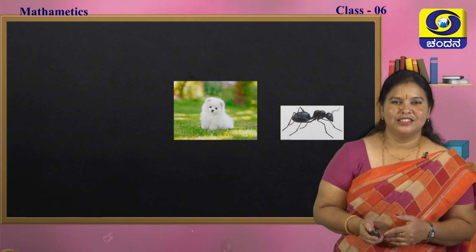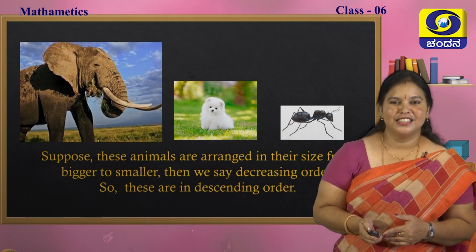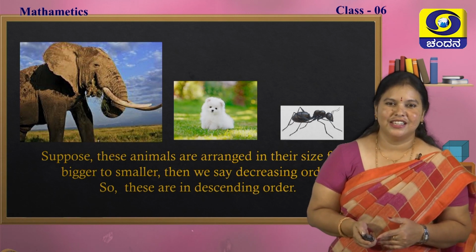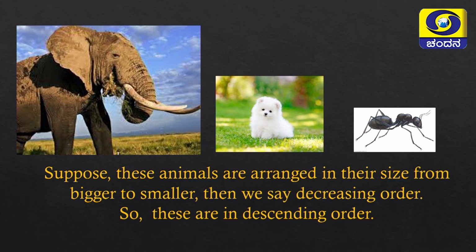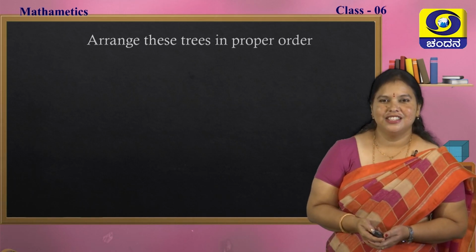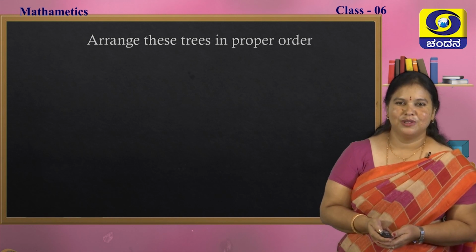Like this, we can arrange in decreasing order also. It is called descending order. Suppose these animals are arranged in their size from bigger to smaller, then we will say decreasing order. So, these are in decreasing order. Arrange these trees in proper order. Okay, let us see another example.